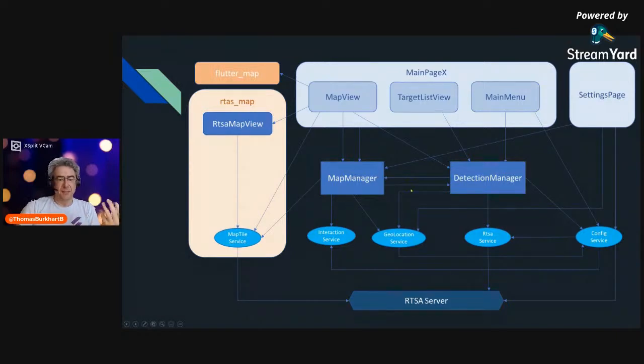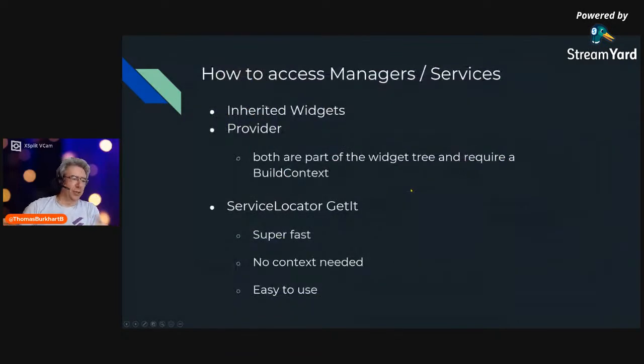My managers access each other, so I need another way to do this. There are a lot of different approaches you can choose. Besides the requirement for the build context, what I personally, but it's really a matter of taste, don't like with Provider and also InheritedWidgets is that my UI tree gets cluttered with meta widgets that are just there to access my data. They are not really widgets that display something, but they create noise in my widget tree when I read it.